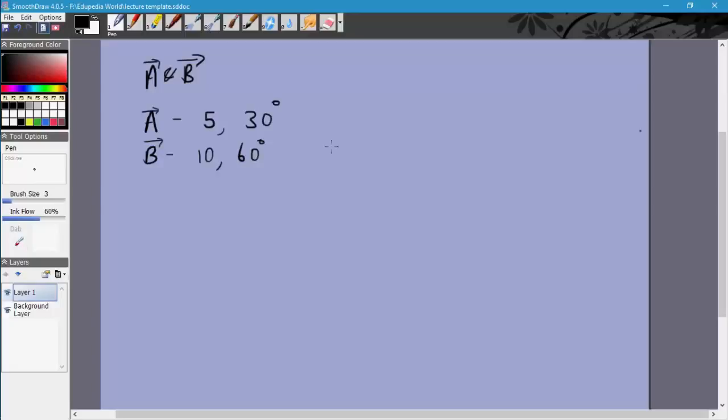Now there are two ways we can do this. The first is using the triangle rule of addition, which is getting the answer directly in the magnitude direction form, and the other way would be to convert both of them into the x and y components and then calculate the answer from there. Right. So this is 30, this is 60, this is 5 and 10. So if the first one makes an angle of 30 degrees, the other makes an angle of 60 degrees, then the angle between them is 30 degrees.